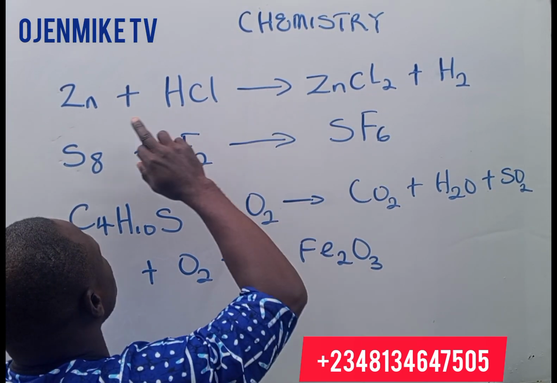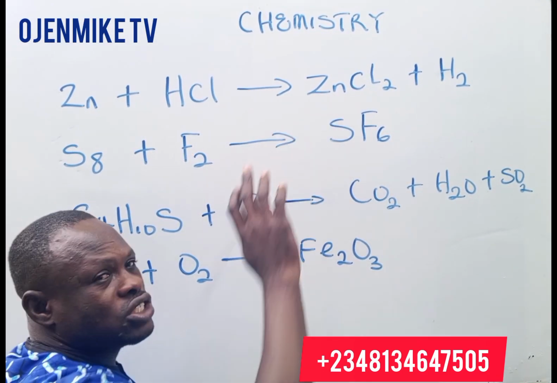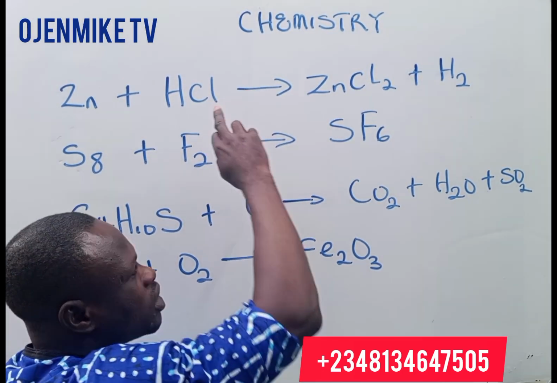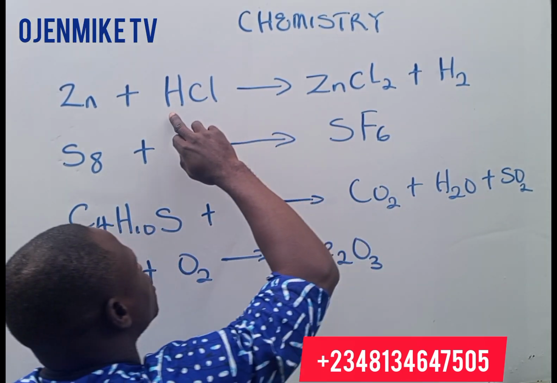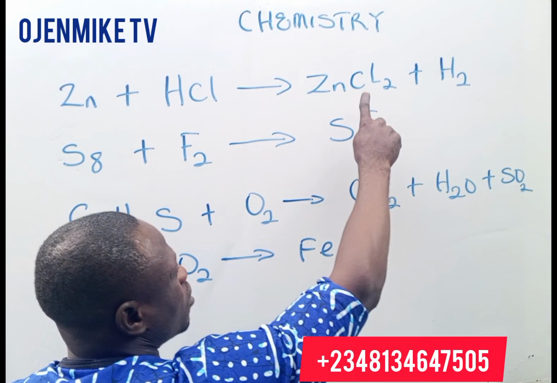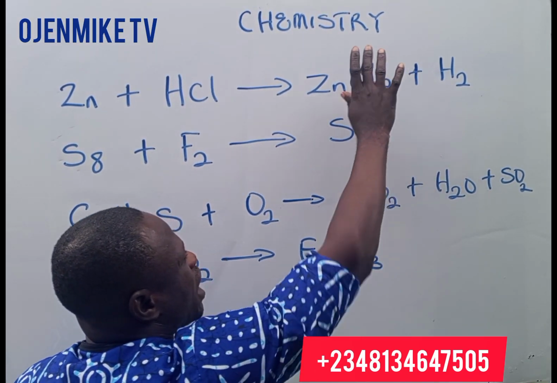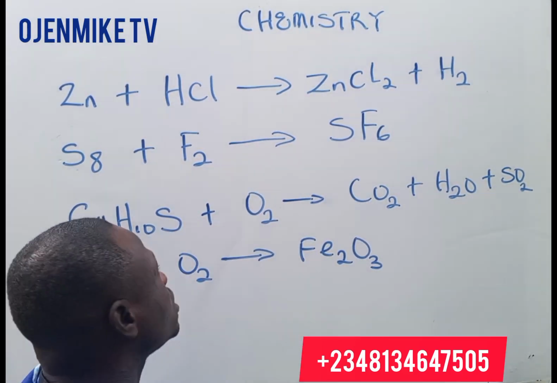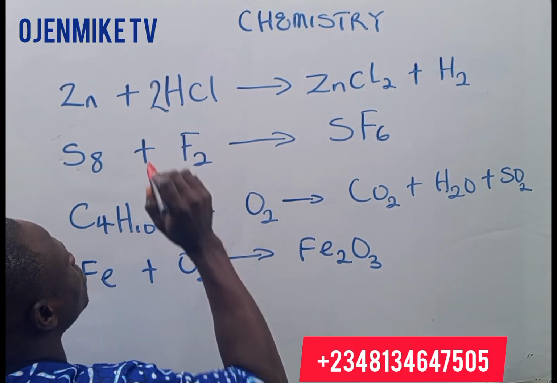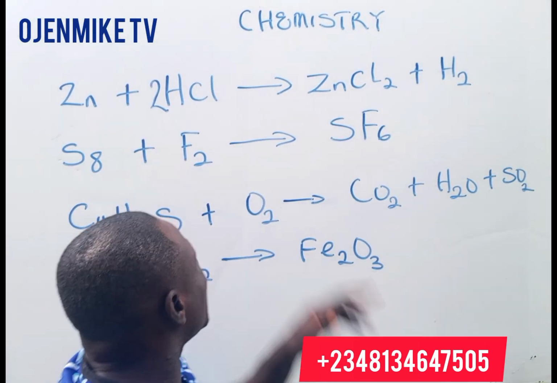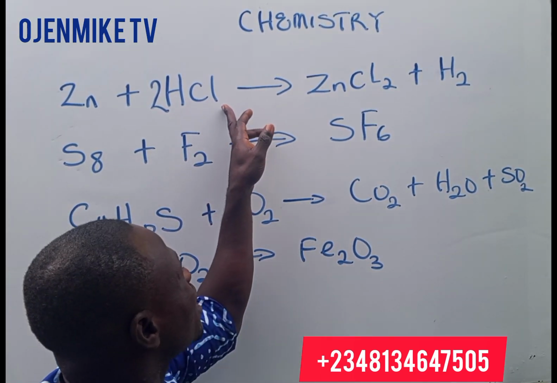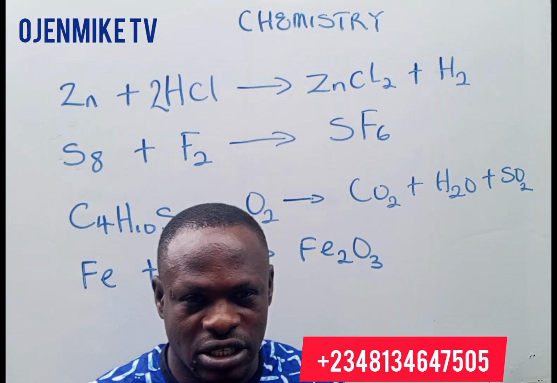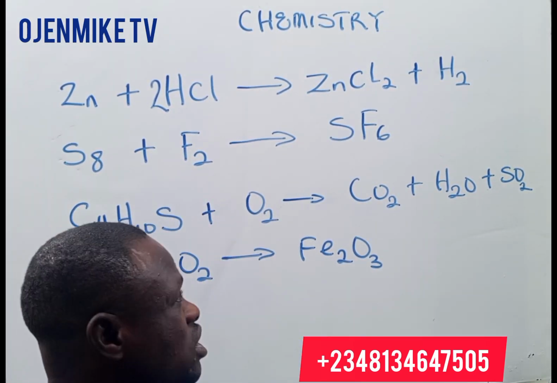Now, zinc here is 1, zinc here is 1. Zinc is balanced. Chlorine here is 2, chlorine here is 1. Hydrogen here is 2, hydrogen here is 1. And of course, you know that chlorine and hydrogen are together, so chlorine is 2, hydrogen is 2. So what we need to do is put our 2 here. Is that understood? Now chlorine here is 2, chlorine here is 2, hydrogen here is 2. So the first one is balanced. Is that understood? Now let's proceed to the next one.